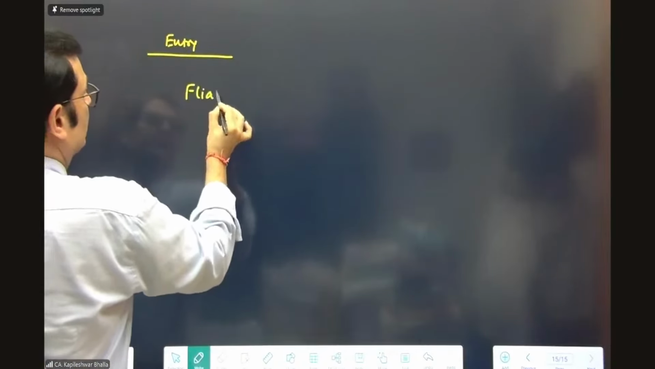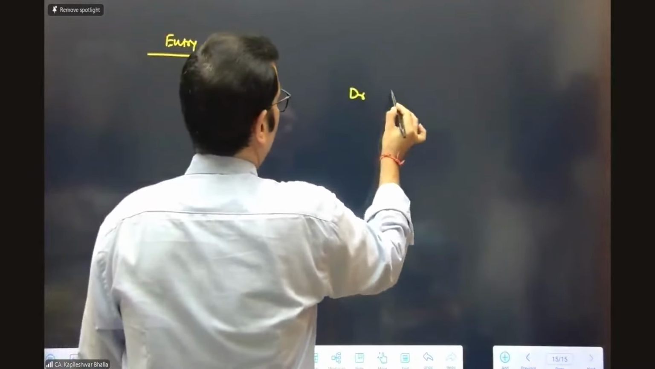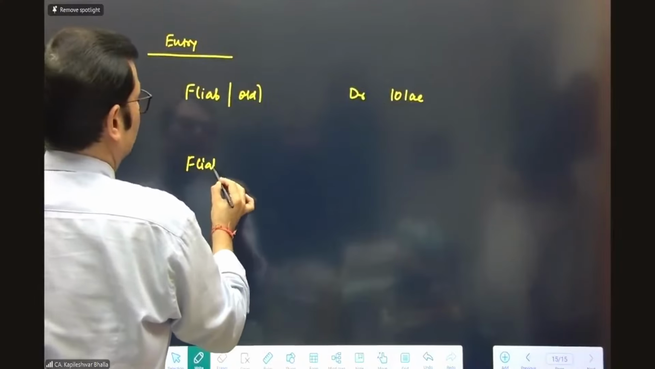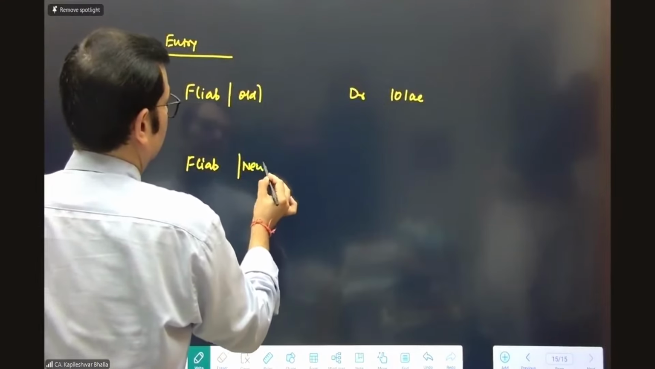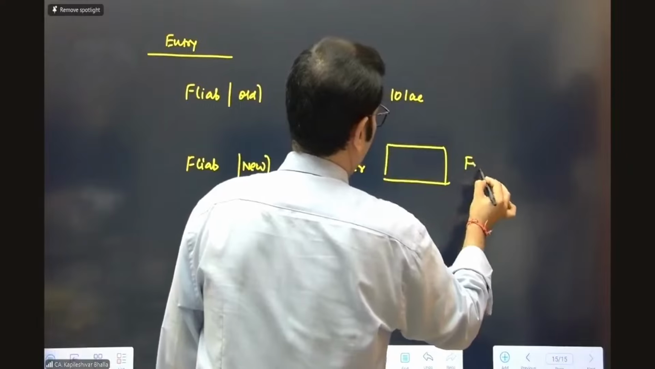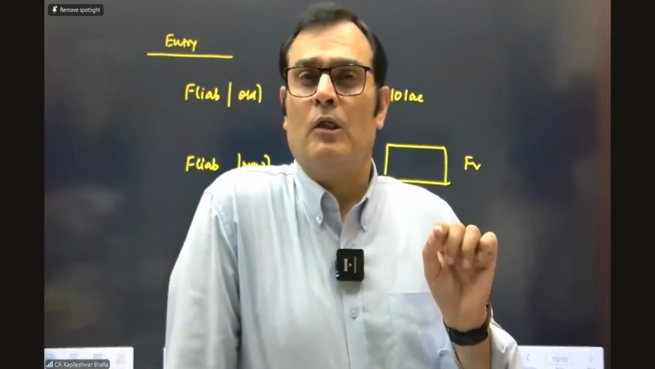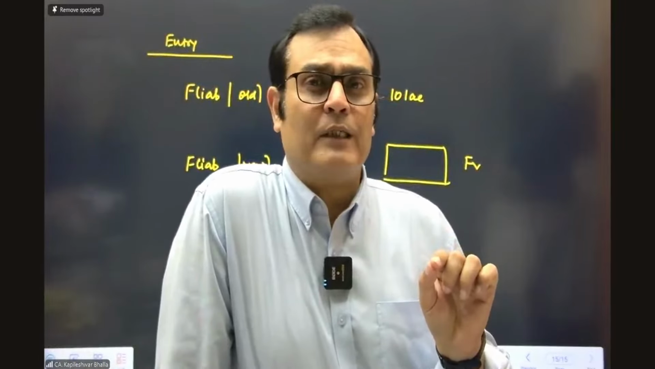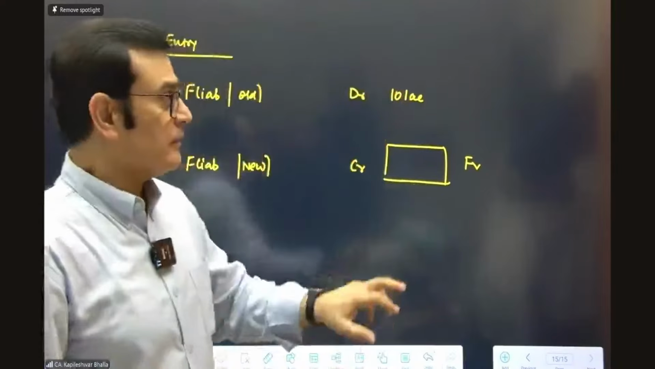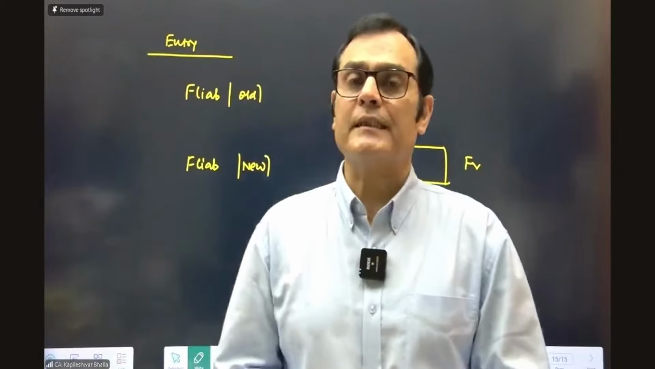So financial liability, I'll put it in brackets old, is going to be derecognized at a book value, which is 10 lakhs. Financial liability, the new one, is going to be recognized, and this is going to be at the fair value. Now, one thing we need to be careful about, because many people make this common mistake: do not consider the fair value of this liability based on the step 2 calculations, because this fair value is not going to be taken on the basis of the calculations in step 2.